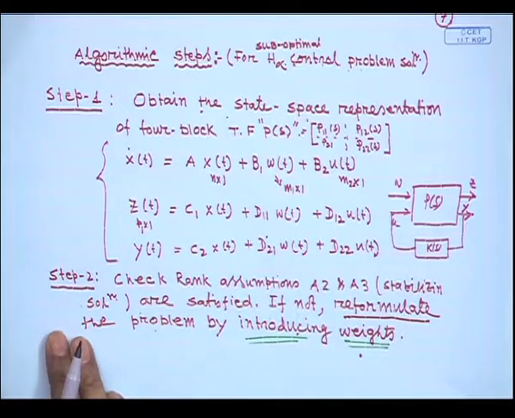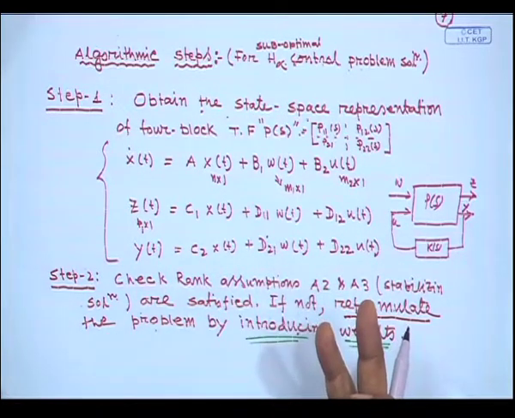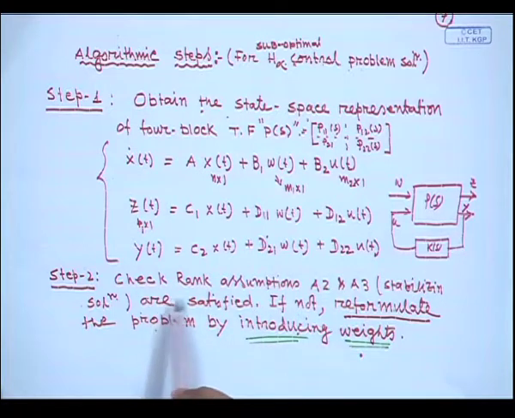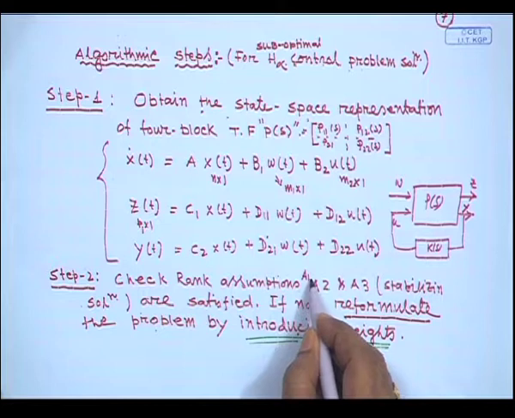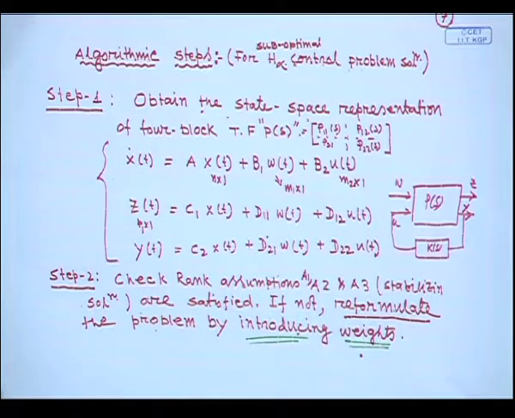The next step is, as I told you, check the assumptions A1, A2, A3 are satisfied. If A2 and A3 are not satisfied, then what do you have to do? Then you have to modify our system by introducing the weights.